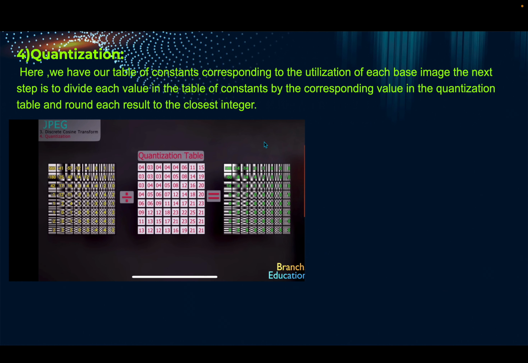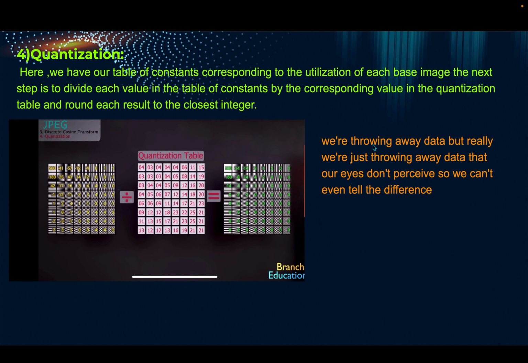So you can see here, we are throwing away data, but really we are just throwing away data that our eyes don't perceive, so we can't even tell the difference. This is the quantization table. We divide the coefficient table by the quantization table and we get this table. So 2 by 20 is nearly equal to 0, so we put 0 there.